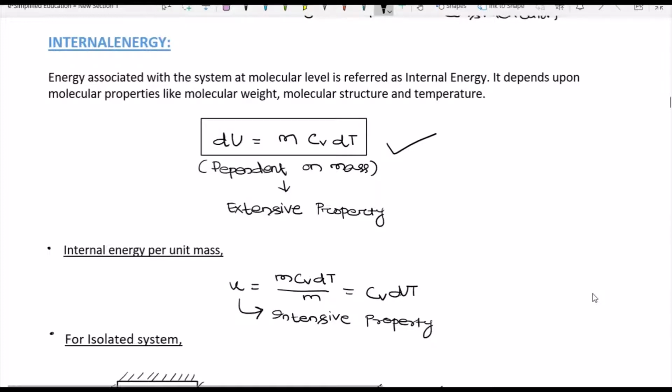I have already told you that all types of energy are extensive properties because all types of energy are dependent on mass. Here also, in the internal energy case, the formula is mCvdT, where Cv is the specific heat at constant volume. So the change in internal energy equals mCvdT. As you can see, the change in internal energy is directly proportional to the temperature difference. So by increasing the temperature difference, the internal energy change is going to increase.